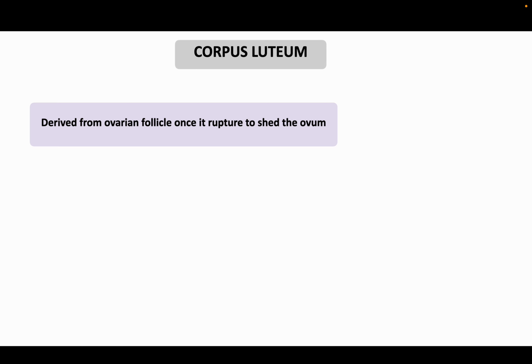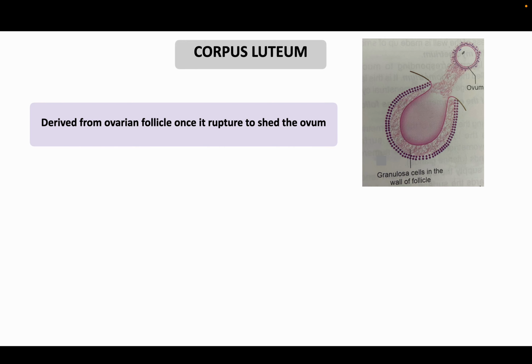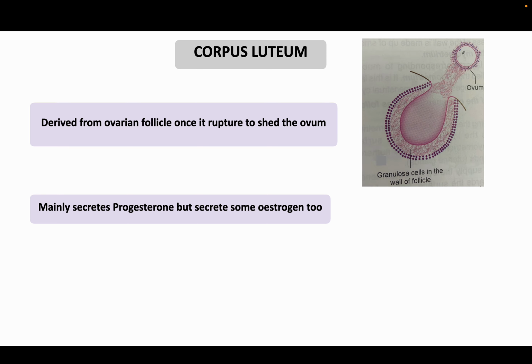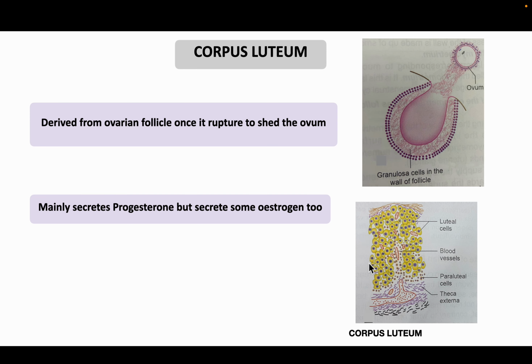Coming to the next structure, that is the corpus luteum, derived from the ovarian follicle once it ruptures to shed the ovum. So after that, you can say it is a Graafian follicle after the liberation of the ovum. It mainly secretes progesterone but secretes some estrogen too. This is the structure of the corpus luteum.